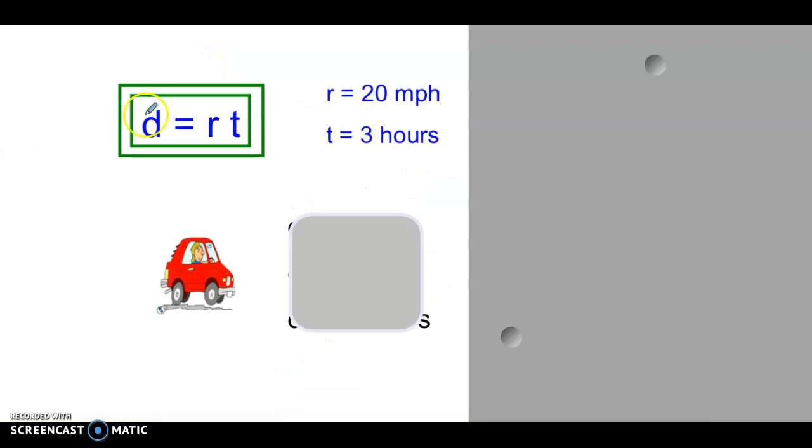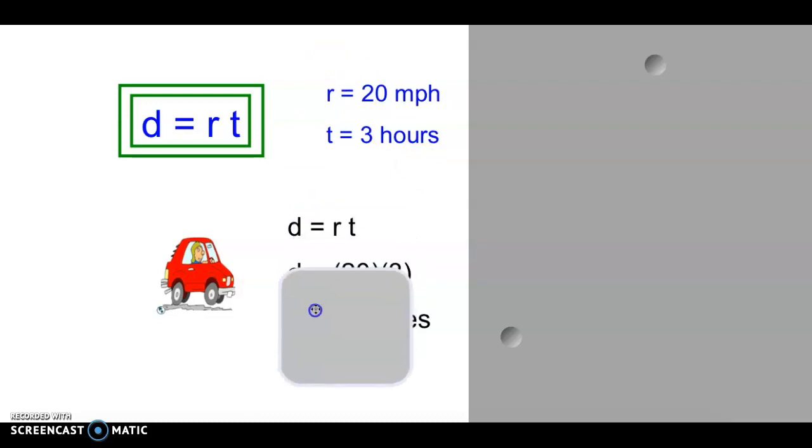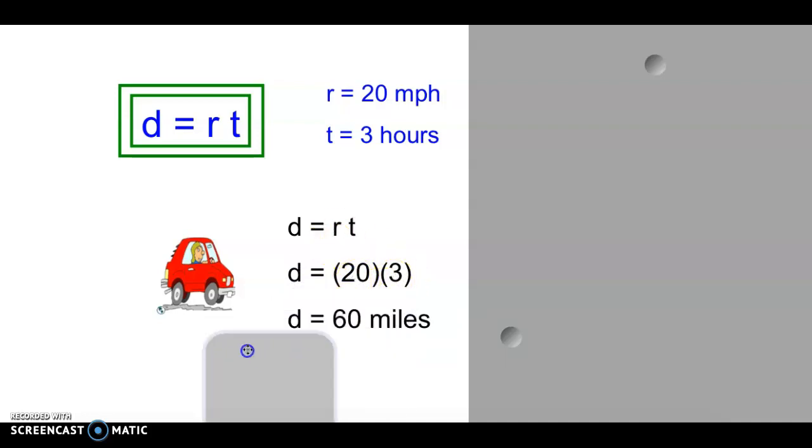Here's another example. Distance equals rate times time. Let's say we know that the rate is 20 miles per hour and the time is 3 hours. So we want to know, how far is this guy going to go? Well, if we look at D equals RT and substitute in 20 for the R and 3 for the T, 20 times 3 is 60 miles.